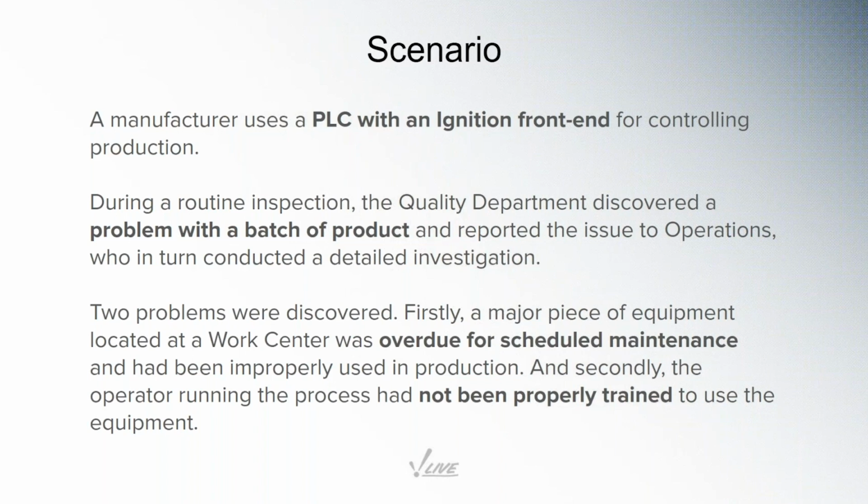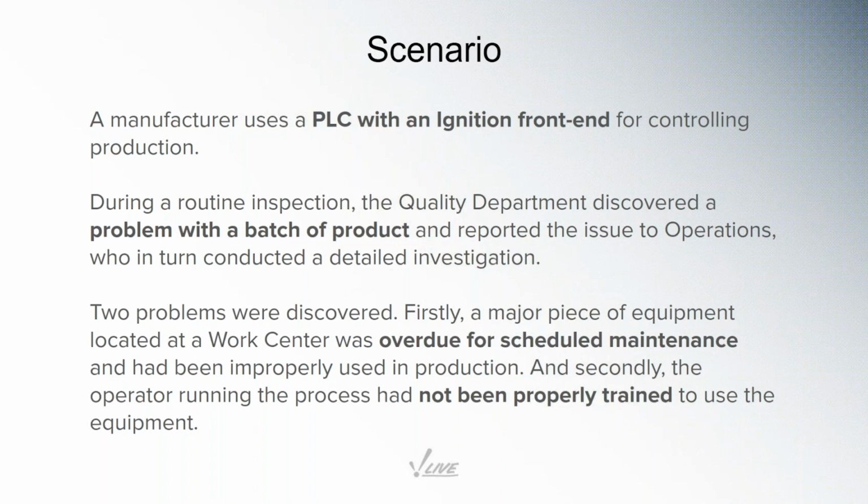So we have a manufacturer. They're using a PLC with an Ignition front end for controlling their production process. And they've been running production for a very long time, and they have a quality team who does inspections. And during a routine inspection, they discovered a problem with a batch of product. They reported that issue to their operations team, who was then tasked with doing a detailed investigation to figure out what went wrong. Now we have to do a recall of this product.